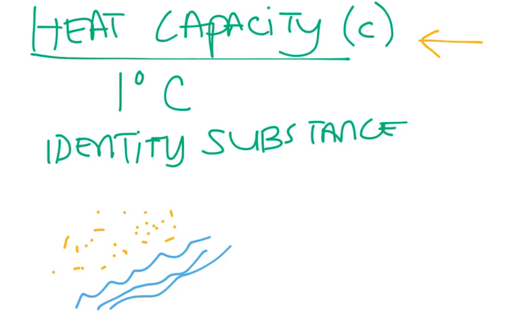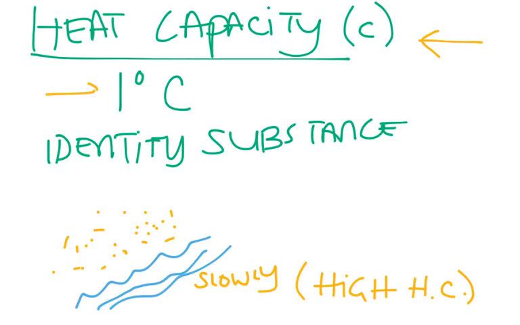Water has a different heat capacity than sand. Water changes temperature very slowly. We'll get into this a little more later in the PowerPoint, but we say it has a high heat capacity because it really can handle a lot of heat before it goes up by that 1 degree Celsius. That's why you can walk in the water and it's relatively not that hot.